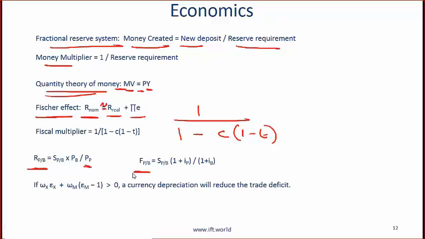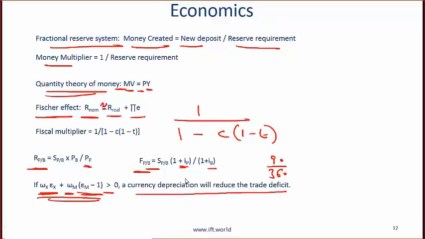The forward rate is equal to the spot rate into 1 plus interest in the price currency divided by 1 plus interest in the base currency. Now, if these interest rates are annualized and you are doing a forward rate for 90 days, then you will have to multiply those interest rates by 90 over 360. And finally, we have the Marshall-Lerner condition, which says that if this condition holds, where the weight of exports divided by elasticity of exports plus weight of imports into elasticity of imports minus 1, if this is greater than 0, then a currency depreciation will reduce the trade deficit.